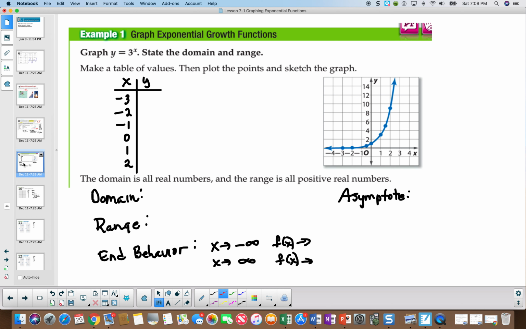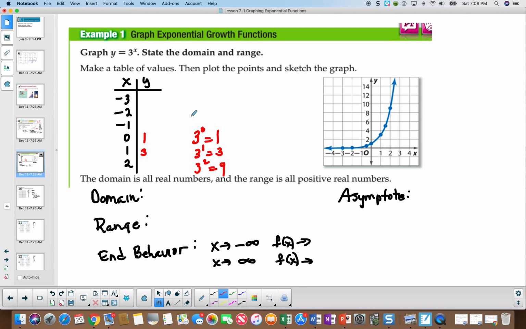Okay, let's take a look at an example, and let's do another growth function. How do I know it's growth? Well, because there's the 3 right here. And let me go ahead and substitute some values. I'm going to do 3 to the 0 power. 3 to the 0 power is 1, so this is 1. 3 to the 1 is 3. 3 to the 2 is 9. So we're going to plot these points: 0, 1, 1, 3, and then 2, 9.